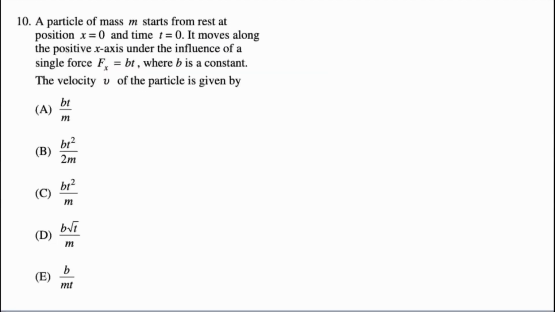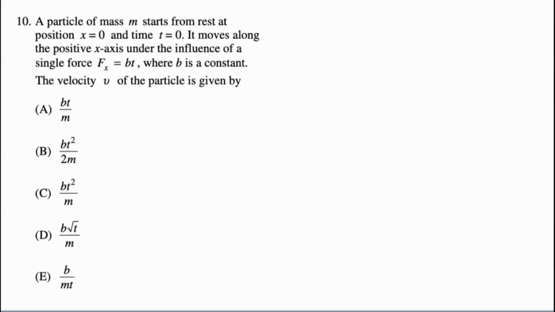So now for number 10, a particle of mass m starts from rest at position x equals 0 and time t equals 0. It moves along the positive x-axis under the influence of a single force, F in the x is equal to bt, where b is a constant. The velocity v of the particle is given by, and then it gives you the answer choices.